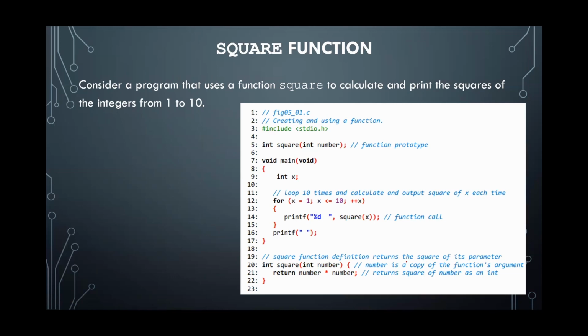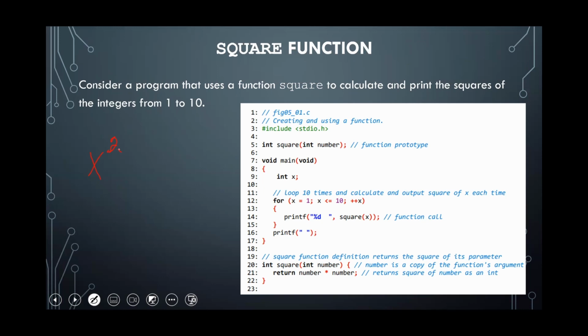Okay, so this is going to be a function. We're going to call it square. And square is going to calculate and print the square of a number. So we're talking like x squared. Ooh, that 2 didn't come out. There we go. X squared. Okay, and we're going to do it from 1 to 10.